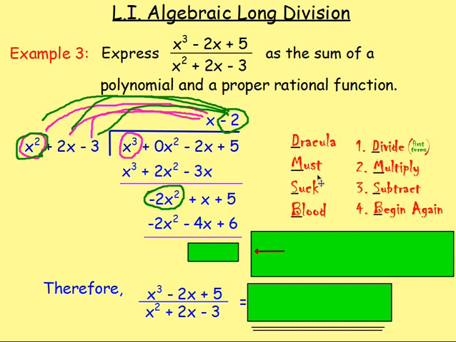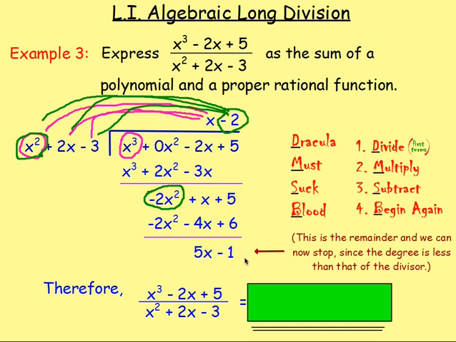Dracula must suck. So you subtract. Draw a line and then subtract. So negative 2x squared take away negative 2x squared will become plus, which will cancel out, which will give you 0. x take away negative 4x will become x plus 4x, which is 5x. And 5 take away 6 is negative 1. From there, look at the remainder. You can see the degree is less than that of the divisor, so you can stop. And what you have there is the remainder.